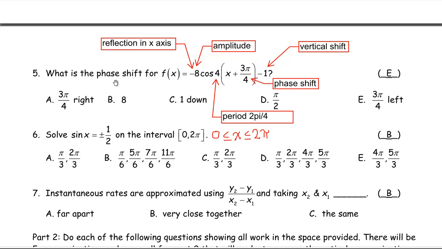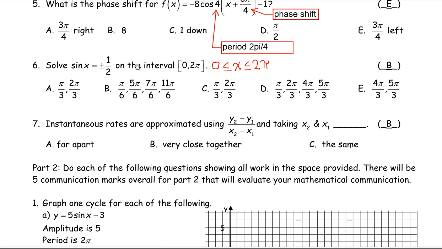What we're looking for, though, the phase shift, is this. That tells you the phase shift, and it's always the opposite sign. So if it says plus, you're actually going to the left. So that's why E is the correct answer for number 5 here. I did put 3 pi over 4, right? That would be in the opposite direction. So it's the opposite sign here. It's actually x minus the value for the phase shift.